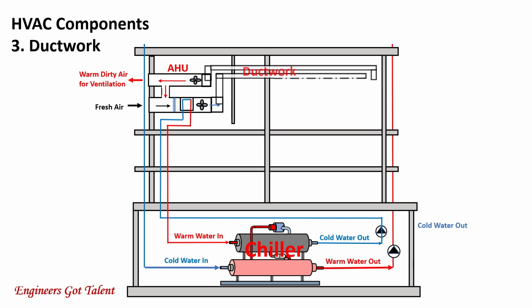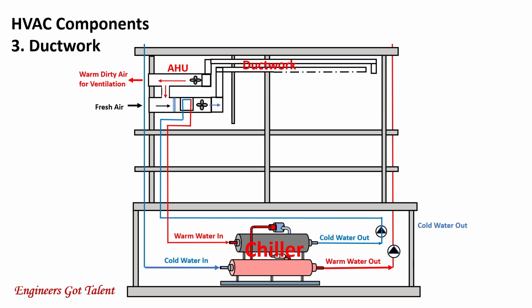Next is the ductwork, or ducting. Ducts are passages or conduits used to carry and deliver conditioned air from the AHU to the rooms. The cool and conditioned air is blown into the rooms and picks up or absorbs the heat given off by the occupants or equipment inside the rooms. The ductwork carries the warm, dirty air from the rooms back to the AHU.